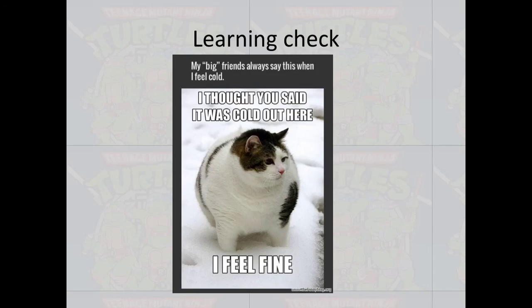Time for a learning check. So go back and look at your notes. What we've done so far is we had a pattern, and from that pattern we learned to write an equation. The equation can be written in the format y equals blank x plus blank, in which the first blank is the slope, second blank is the y-intercept.